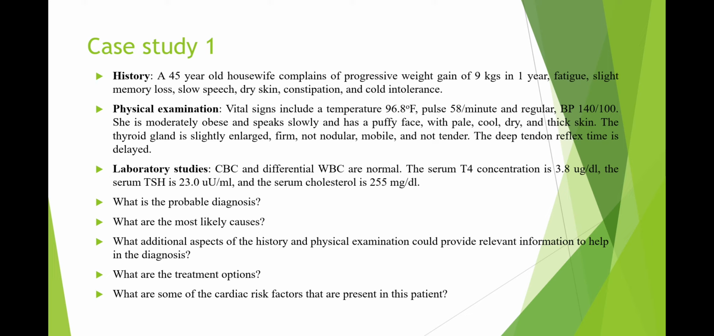Physical examination reveals vital signs including a temperature of 96.8 degrees Fahrenheit, pulse 58 per minute and regular, blood pressure 140 by 100 mmHg. She is moderately obese and speaks slowly and has a puffy face with pale, cool, dry and thick skin. The thyroid gland is slightly enlarged, firm, not nodular, mobile and not tender. The deep tendon reflex time is delayed.